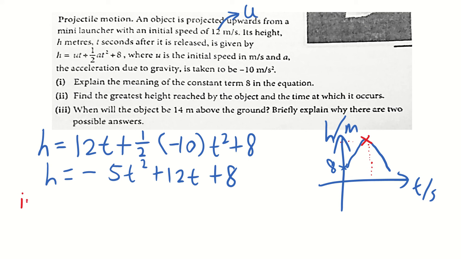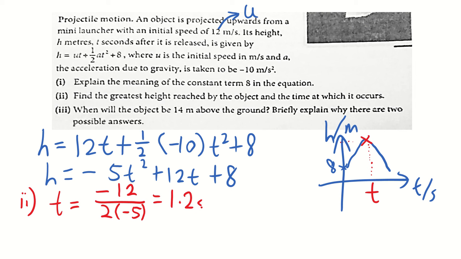So what we can do is find the turning point. We can find the time first. There's a shortcut that we can use, which is t equals negative b over 2a, where the b value is 12, so negative 12 over 2 times negative 5, and the time at which this happens is 1.2 seconds. So at 1.2 seconds, this object will reach the greatest height.